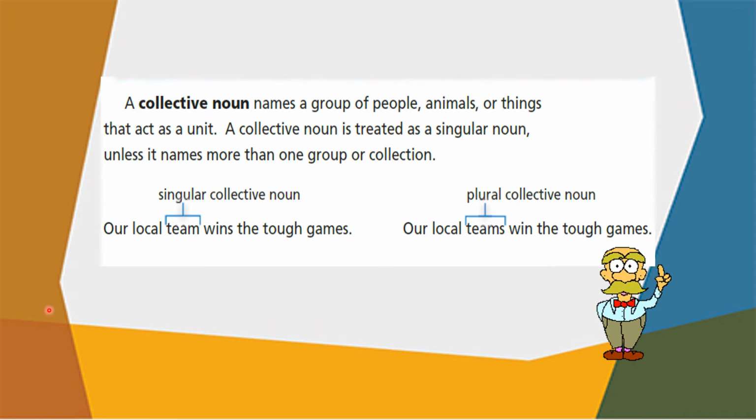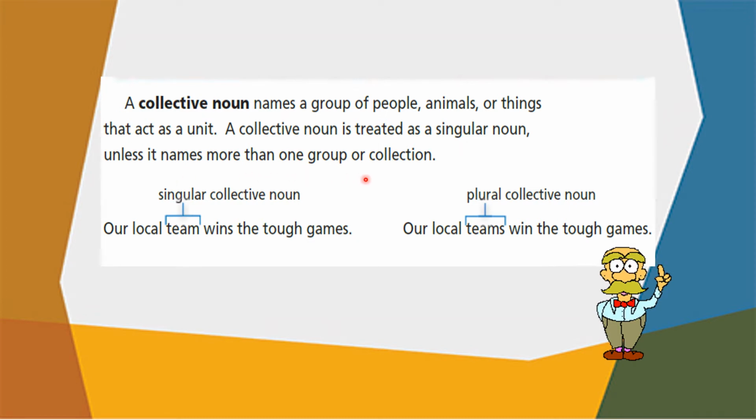Now let's discuss collective nouns. A collective noun names a group of people, animals, or things that act as a unit. So let's take the keyword group in here. When you say collective noun, you mean a group. A collective noun is treated as a singular noun unless it names more than one group or collection.